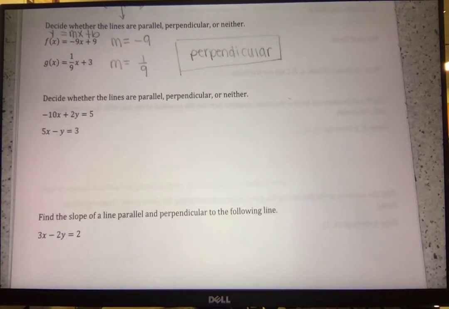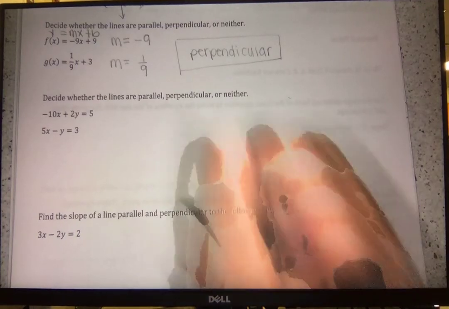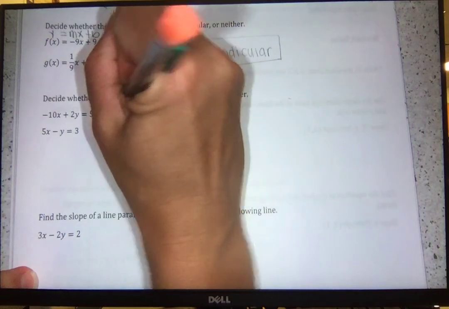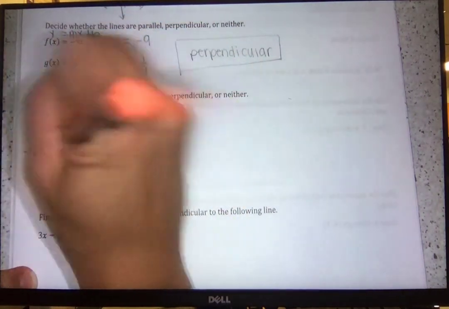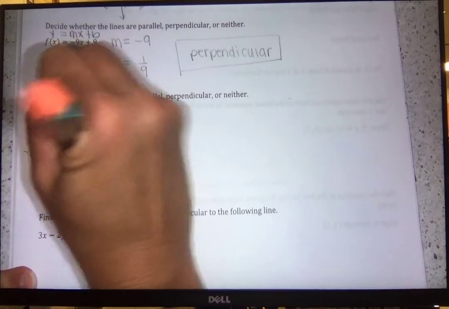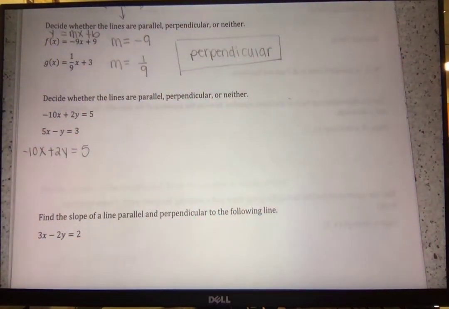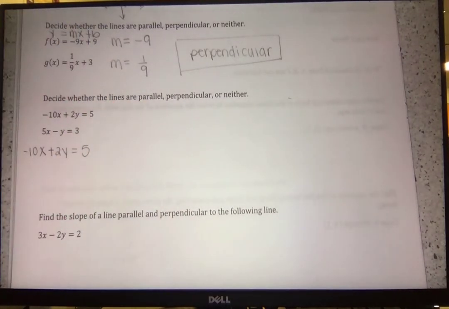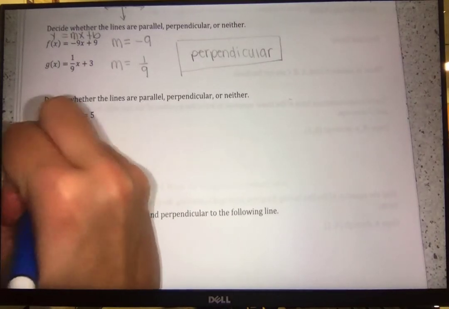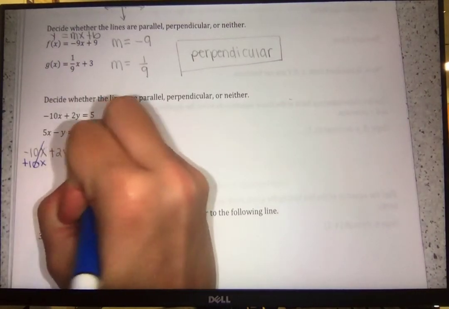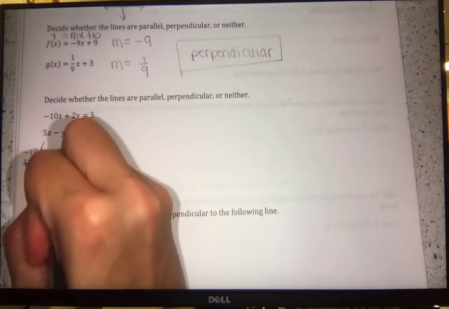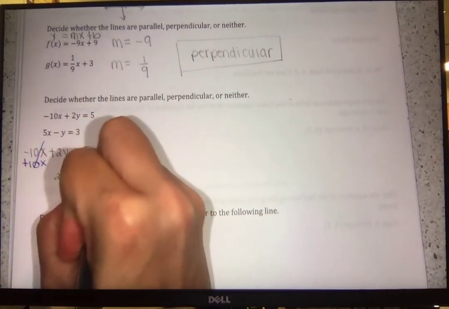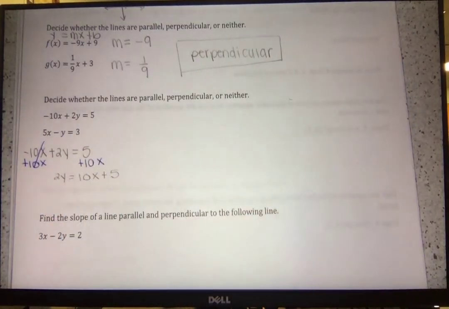Last but not least, getting y by itself. Help me out. What should we do? Divide by 2. We're dividing the whole left side by 2. That means both terms on the right are getting divided by 2. So that'll leave us with y equals 10x divided by 2 plus 5 divided by 2, which can be simplified down to y equals 5x plus 5 over 2, which cannot be simplified. So this is now in slope-intercept form of y equals mx plus b.